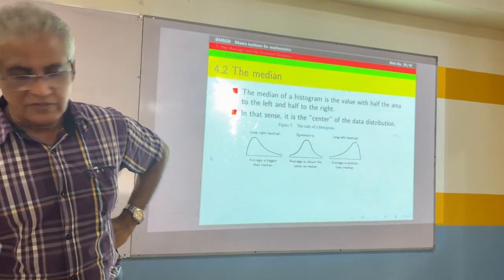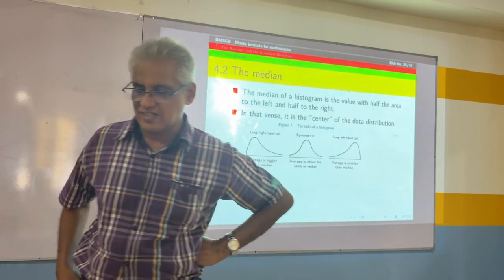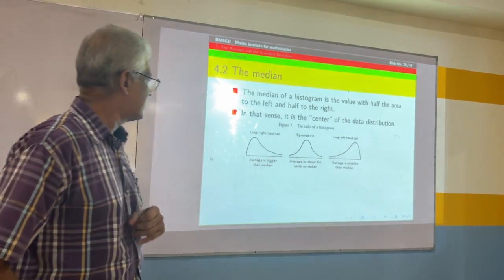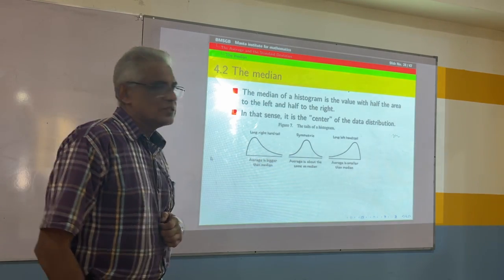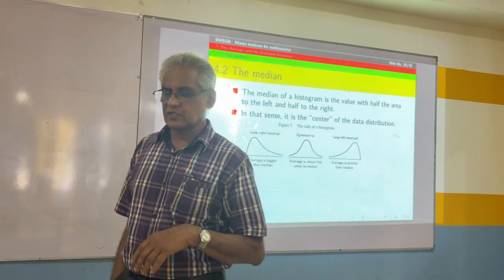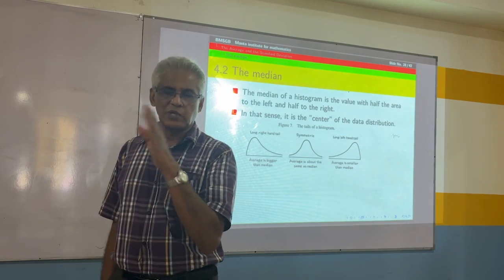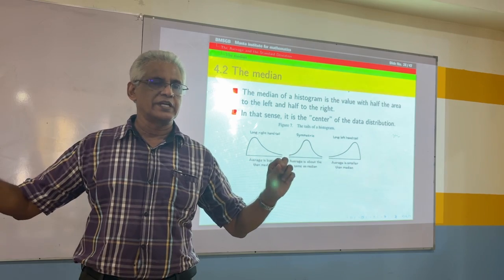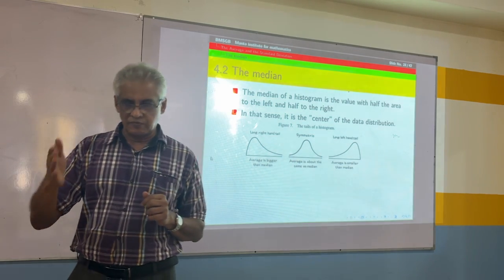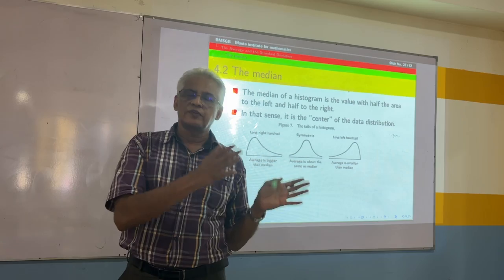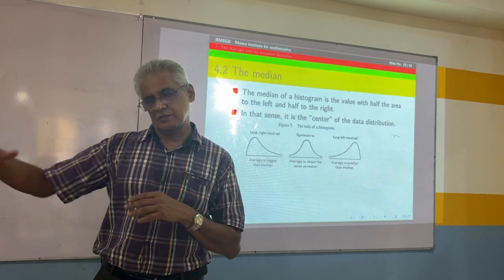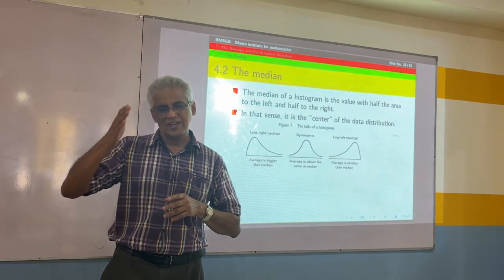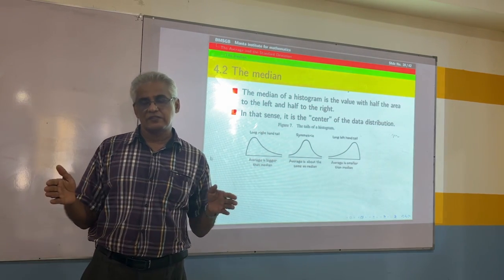Okay, now we look at the second measure of the center, again with some different meaning of center, but still it is a center. So you already know the median is actually the value below which we have 50% of the data. Once you put the data in ascending order, you can find a value below which 50% of the data lie, and the other 50% will lie above that. So in that sense, that is the middle of the data set.